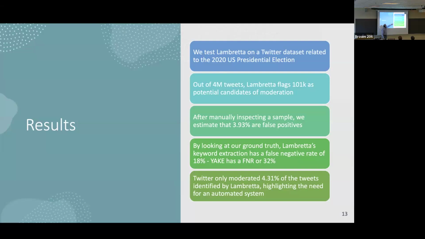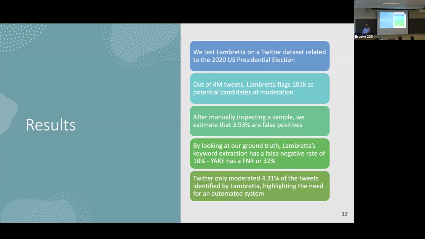Our false negative rate is 18%, so we still miss some tweets, maybe because the keywords are not perfect. We are looking for a combination of keywords, maybe some are missing, but the tweet is still misleading. But that's still much better than the second best performing approach. And then we use this data set to estimate how good Twitter's soft moderation was during the 2020 election, which I already gave you a preview of. We find that they moderated only 4.31% of the tweets containing election misinformation in the entirety of the tweets.